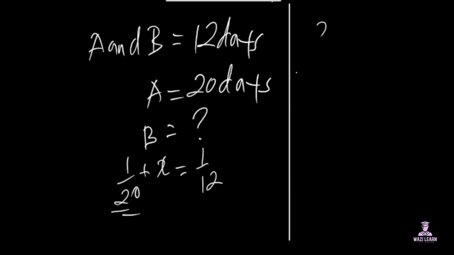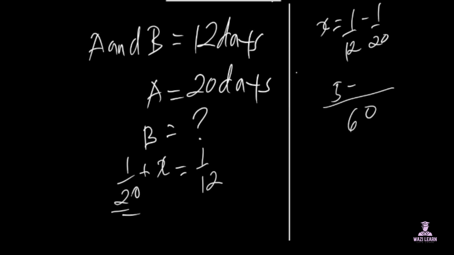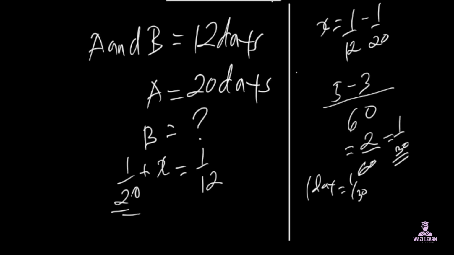It will be B equals 1 over 12 minus 1 over 20. My LCM here is 60. So 5 minus 3, so you'll get 2 over 60. So this one is in one day. So B completes 1 over 30 of the work in one day. So in one day, B can complete 1 over 30 of the work.